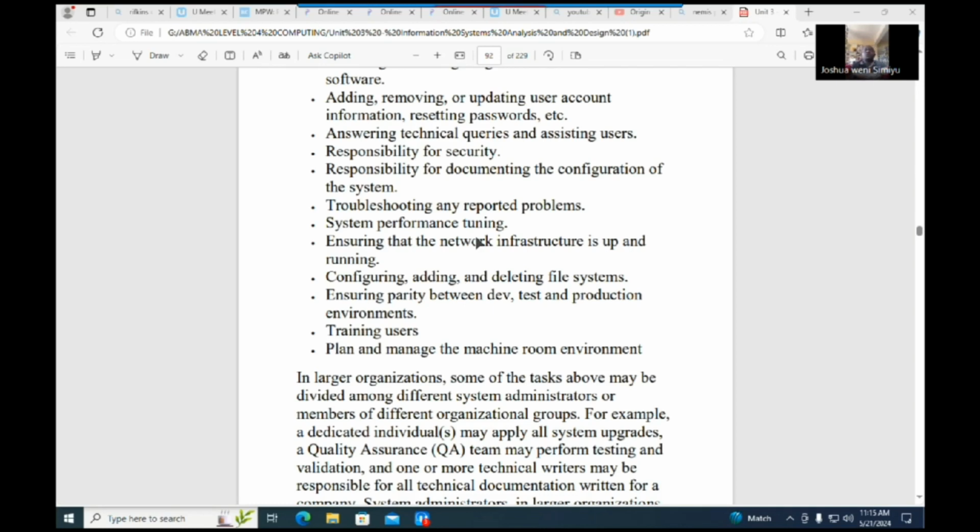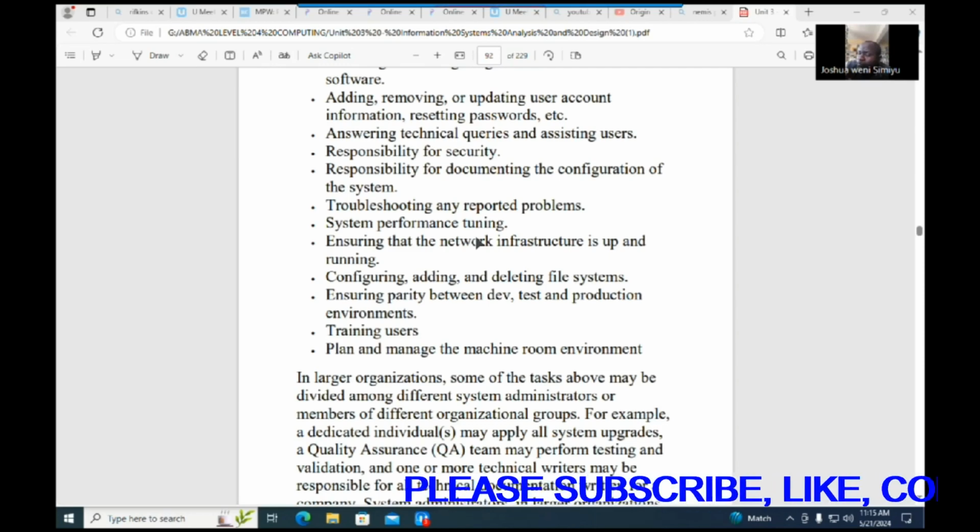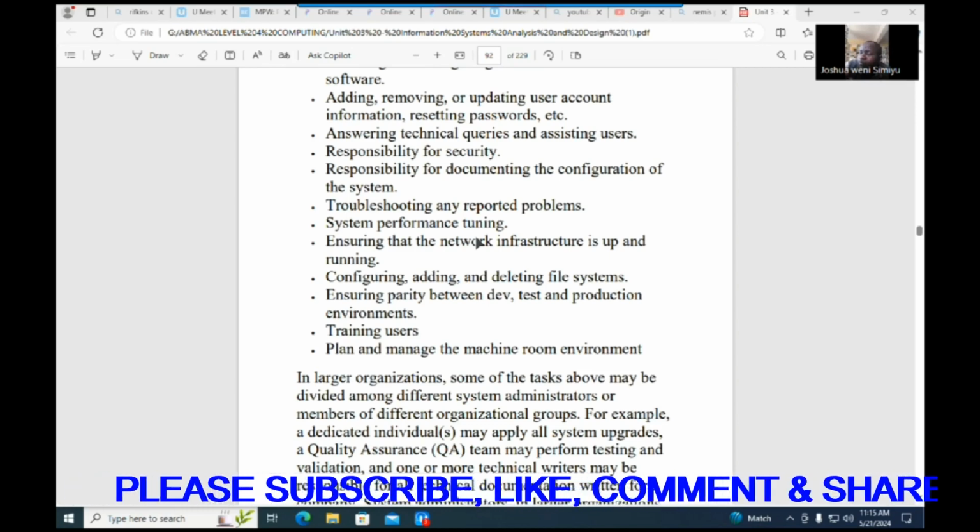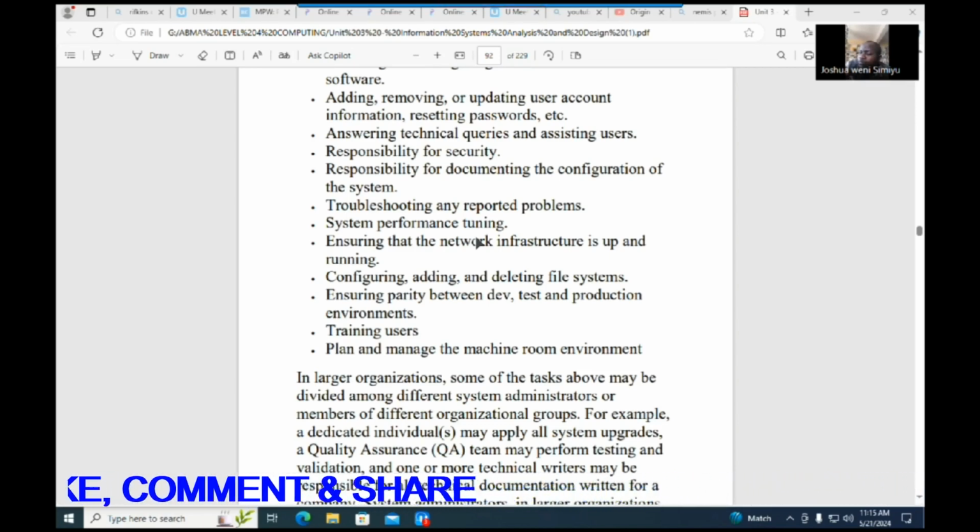Again, he has the responsibility for documenting the configuration of the system. That is the responsibility of the administrator. He has the duty to put into writing the system configuration. So that is very, very important that we need to understand.